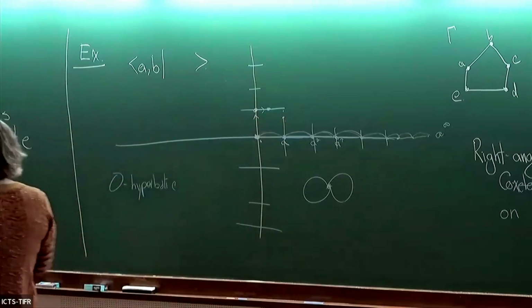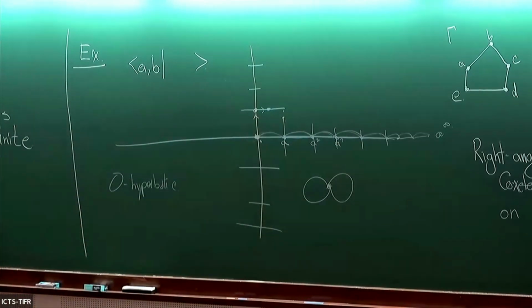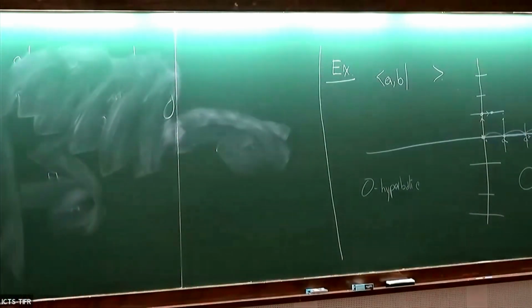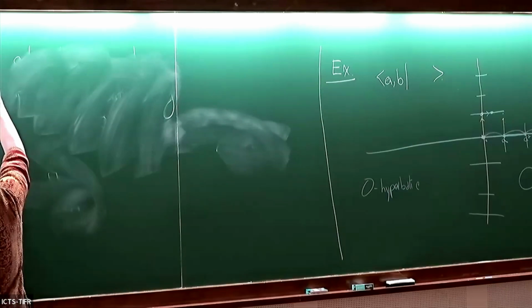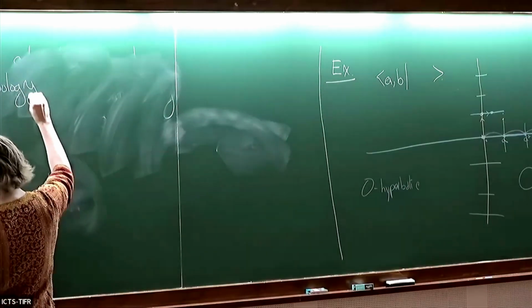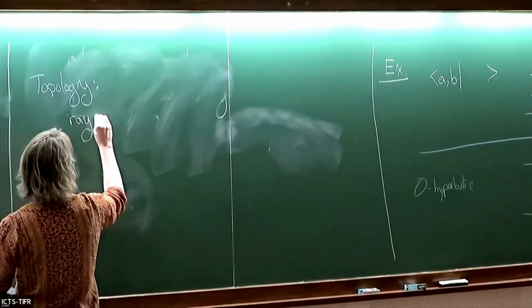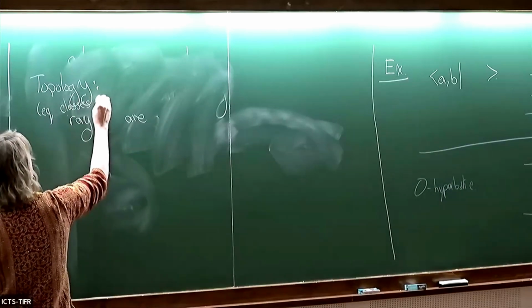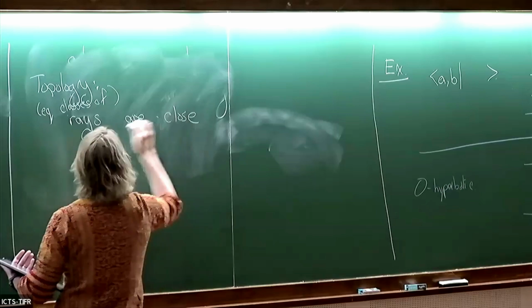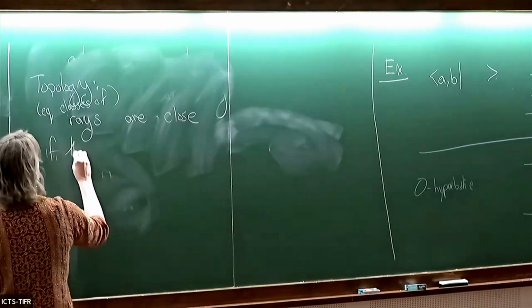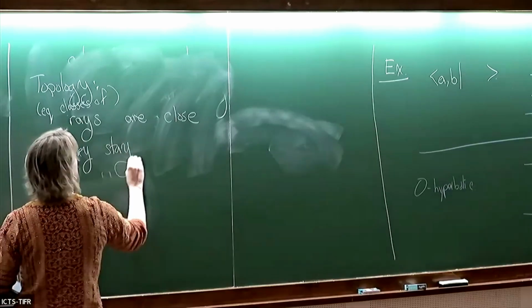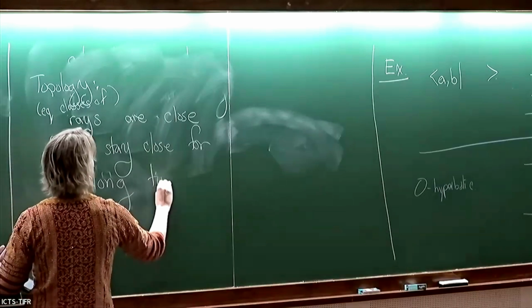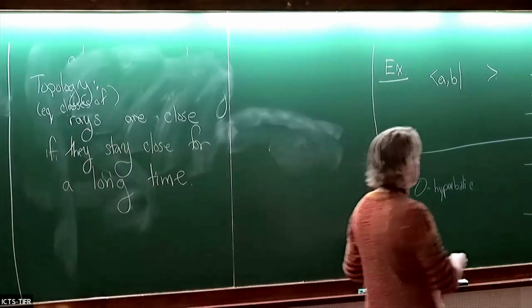And what's the topology on this space? The topology is: rays are close, so equivalence classes, close if they stay close for a long time. Okay, so let's look at this space. This is a good one to do.